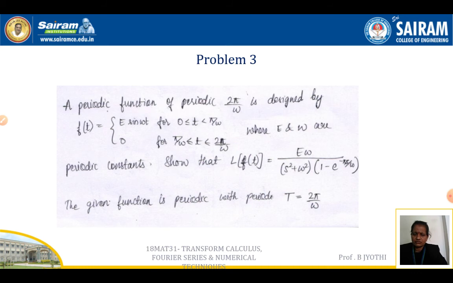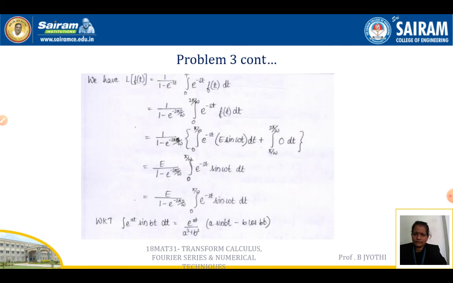Let's look at the next question. A periodic function of period 2 pi by omega is defined by f of t is e sin omega t for 0 less than or equal to t less than or equal to pi by omega, and 0 for pi by omega less than or equal to t less than or equal to 2 pi by omega, where e and omega are positive constants. Show that L of f of t is e omega divided by s square plus omega square into 1 minus e power minus pi s by omega, where the period is t is equal to 2 pi by omega.